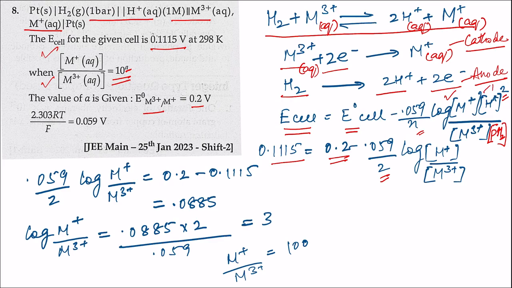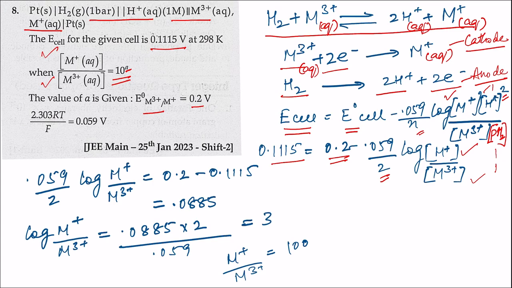Partial pressure of hydrogen is given as 1 bar, so this will also be 1. So in the final equation, it will be E cell equal to E naught cell minus 0.059 by 2 log concentration of M plus divided by concentration of M3 plus ion.